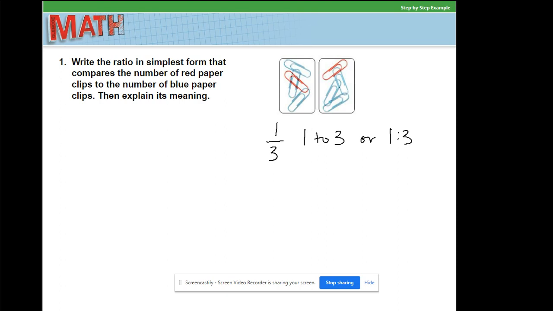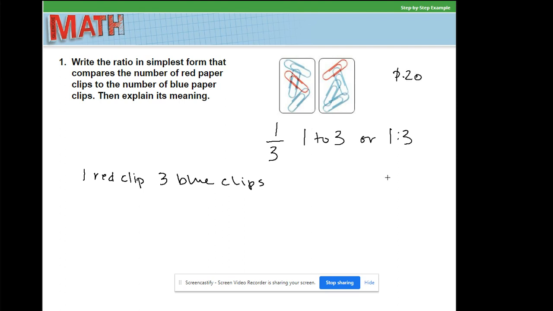And what this means is that for every red paper clip, there are going to be three blue paper clips. Okay, so for every one red paper clip, there's going to be three blue paper clips. All right, and this is on page 20.